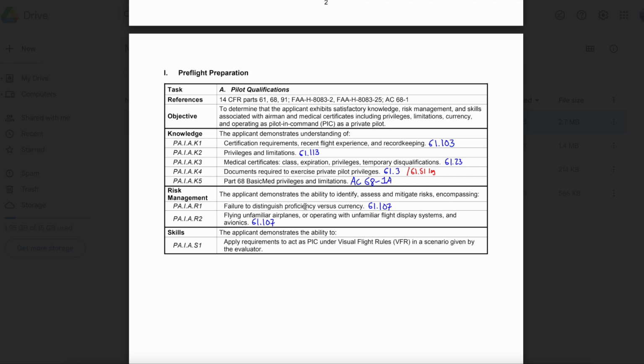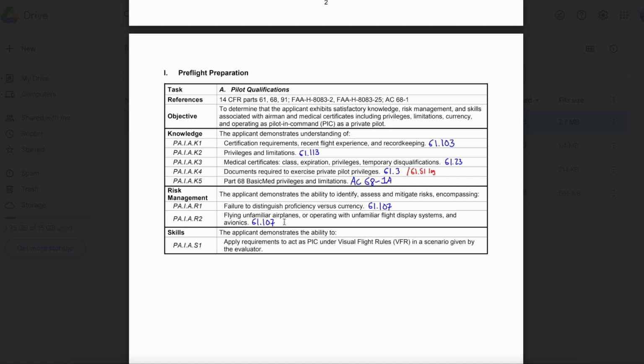Being proficient, on the other hand, means that the pilot is capable of conducting a flight with a high degree of competence. It means that you have a wide range of knowledge and skills, and being proficient is not just about being legal, it's about being smart and safe. Be sure that you understand and can explain that to your DPE because he will most likely ask you about that. Flying unfamiliar airplanes or operating with unfamiliar flight display systems and avionics.